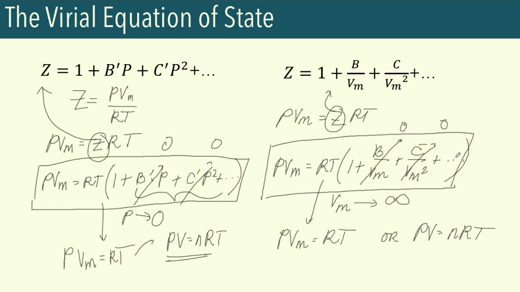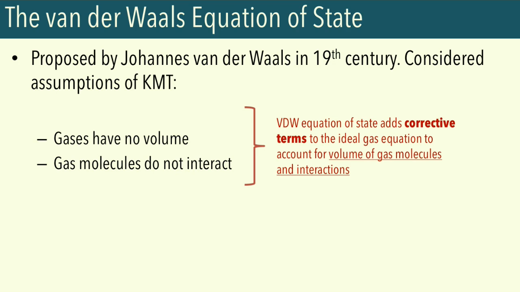So we have the van der Waals equation of state that gives us more of a model to explain the different behavior of real gases versus ideal gases. This was proposed by Johannes van der Waals in the 19th century, and he considered the different assumptions of the kinetic molecular theory that limit the ideal gas equation, namely that the gas molecules themselves have no volume, and that gas molecules do not interact.